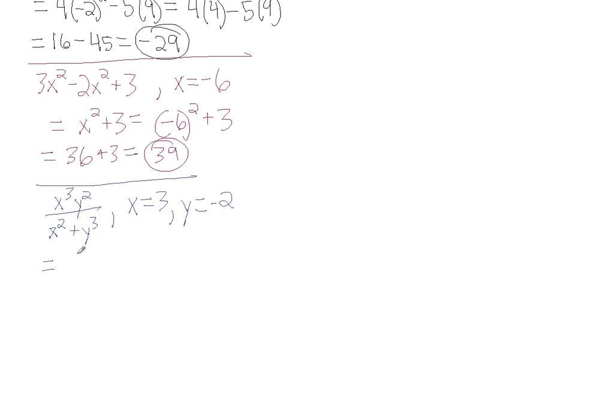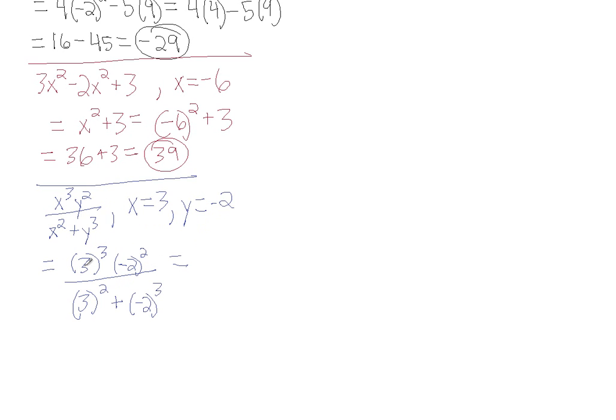So x cubed, x is 3, so we have 3 cubed, times y, which is a -2 squared. Be sure we don't forget the square term. X squared, x is 3, so we have 3 squared, plus y cubed, y is a -2, so a -2 cubed.